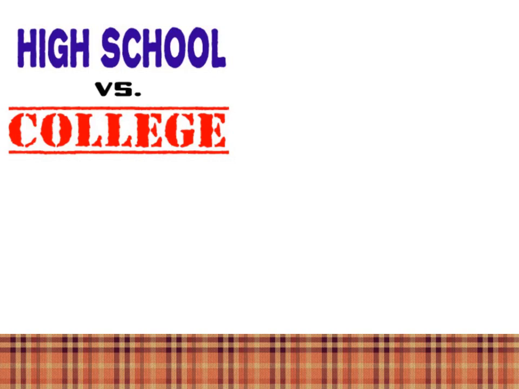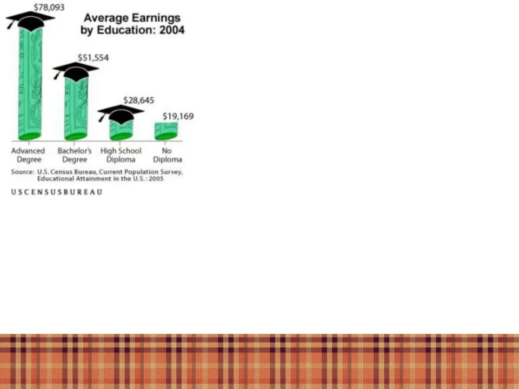So, I want to show you the difference between if you go to high school and graduate and then go try to get a job versus if you go to high school and then go to college and then try to get a job. This is kind of interesting here. This chart shows, okay, let's say you didn't even finish high school. This is about what people made in 2004. Those who didn't even finish high school, let's say they dropped out of high school and they went out and looked for a job. They made about $19,000 a year.